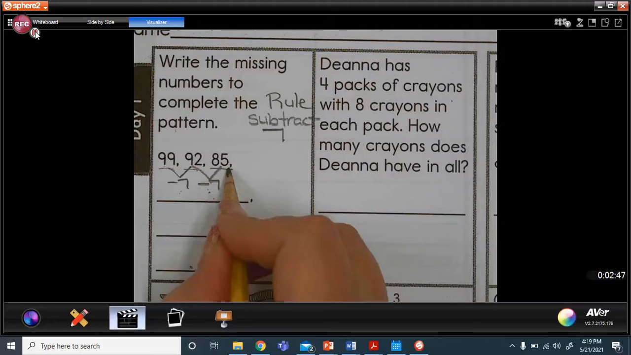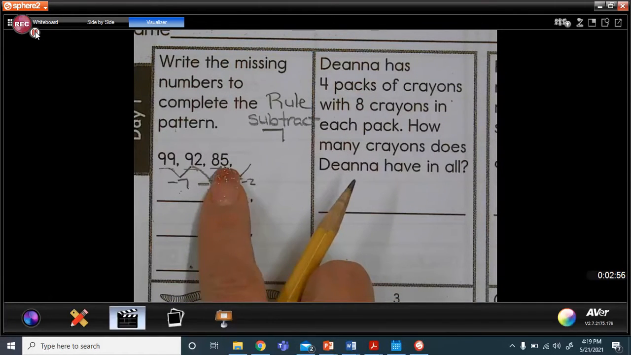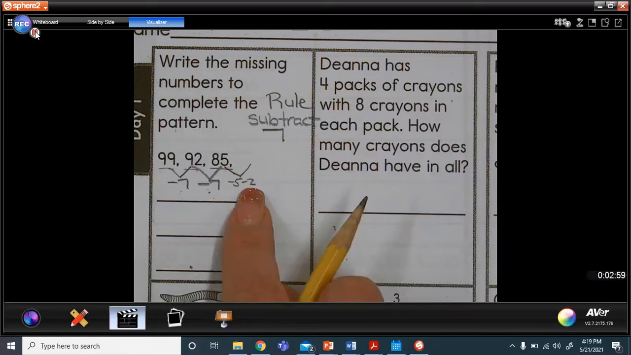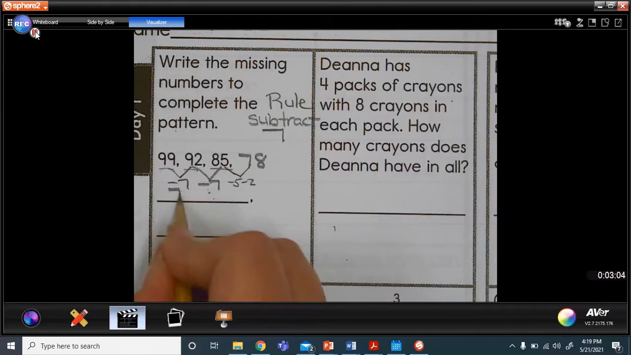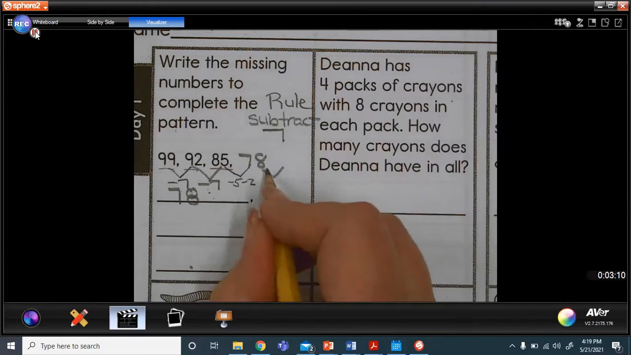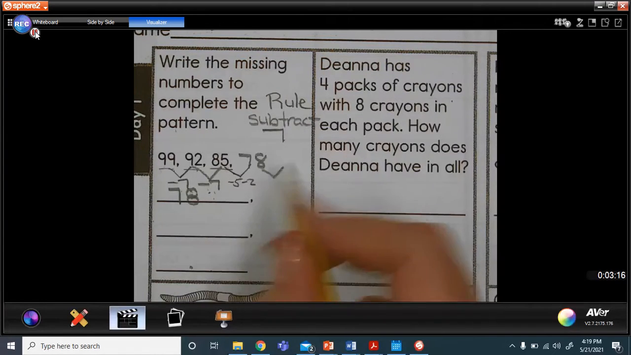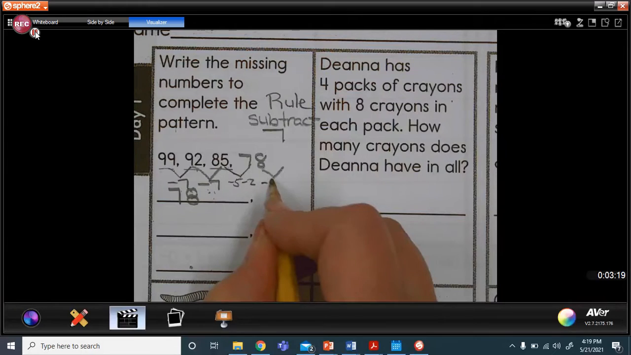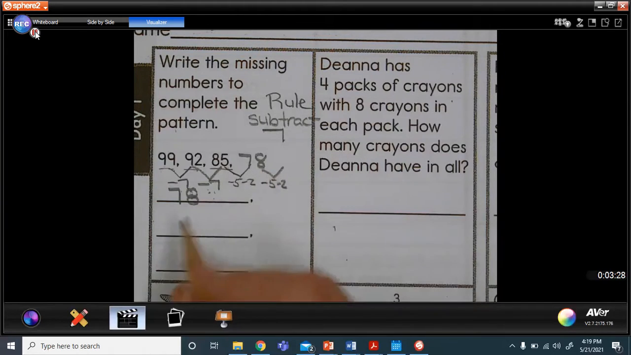Now I need to subtract 7 once again. To do that, I can subtract 5 and then 2. Subtracting 5 makes 80, and subtracting 2 more makes 78. So my next number in the pattern is 78. I could subtract 8, but that's too much. So I subtract 5 again and 2 again. 5 less is 73, and 2 more is 71.